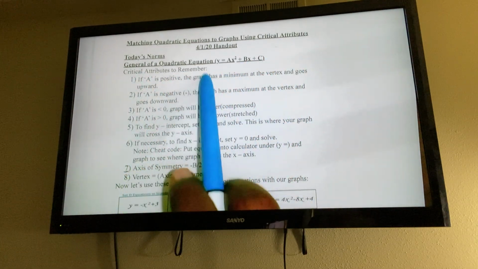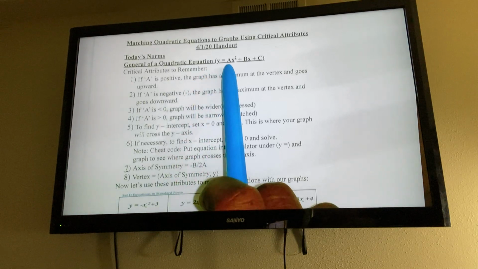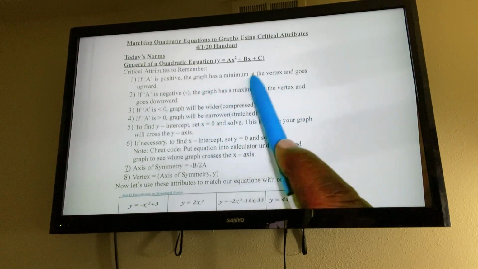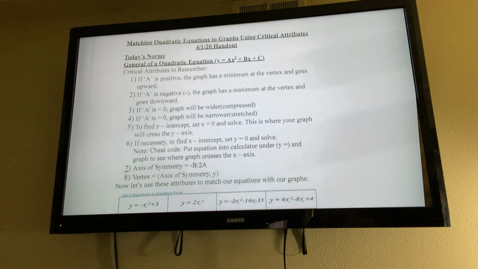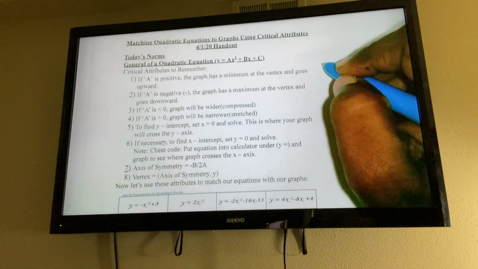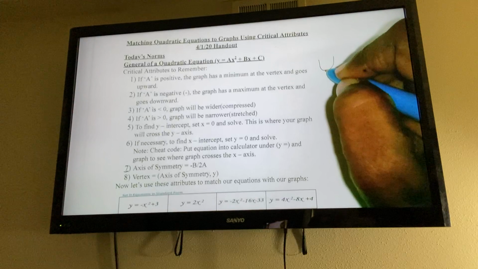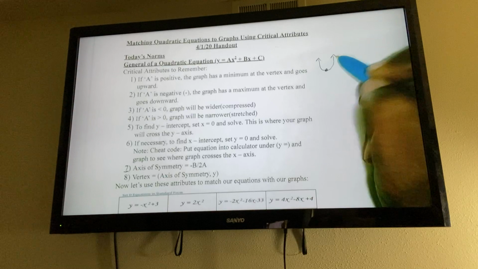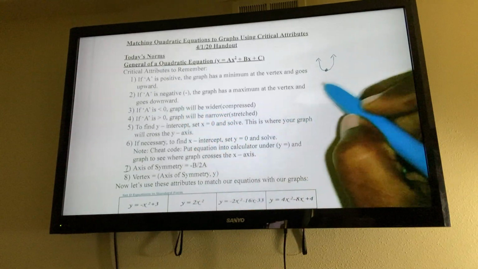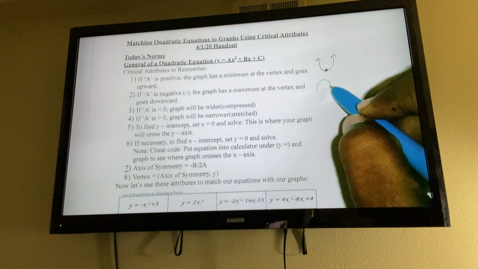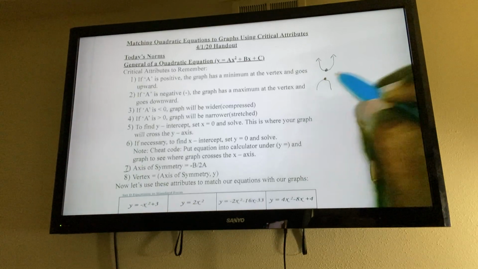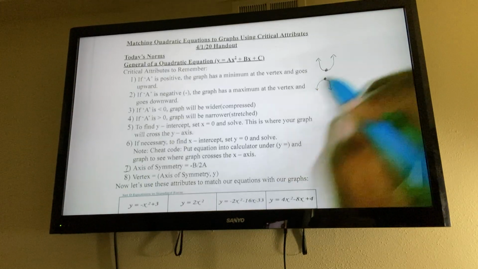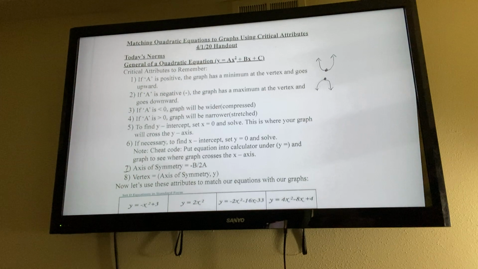Critical attributes to remember. When a is positive, the graph is going to have a minimum. Let me give you a little picture. That graph will have a minimum and goes upward. And when a is negative, the graph is going to have a maximum, and we're also going to call that the vertex, and it's going to go downward.